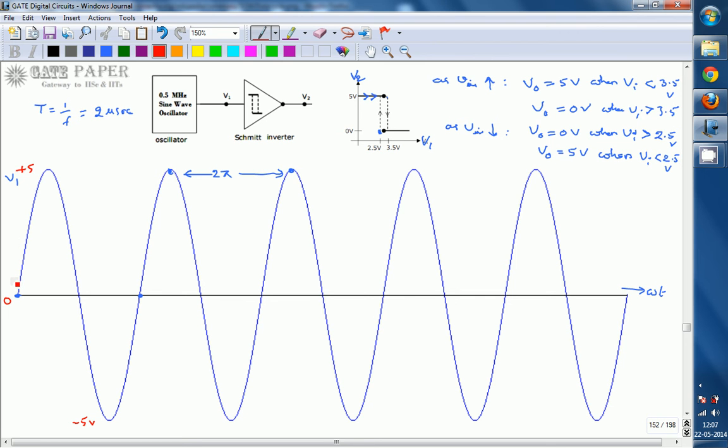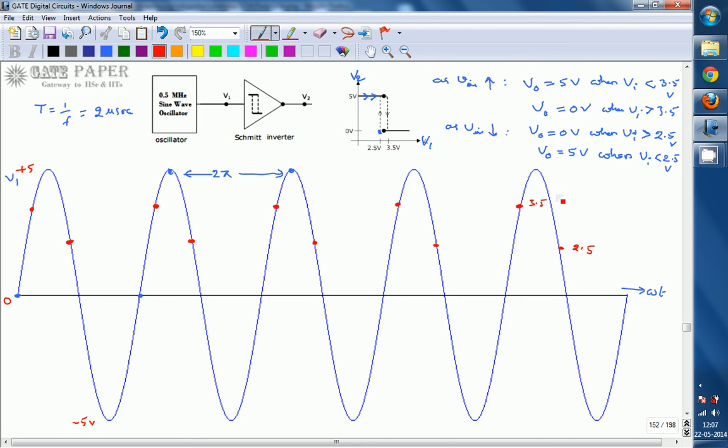Whenever the input signal is increasing, the transition is taking place at 3.5 volts. So in the increasing mode it is 3.5, 3.5, 3.5 and next it is 3.5. Whenever the input signal is decreasing, the transition takes place at 2.5, exactly half. So this is 2.5, and this is for 2.5 and that is for 3.5.